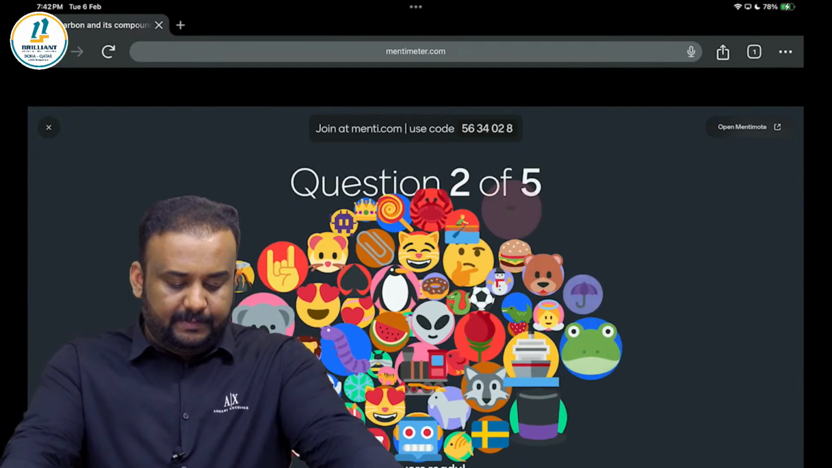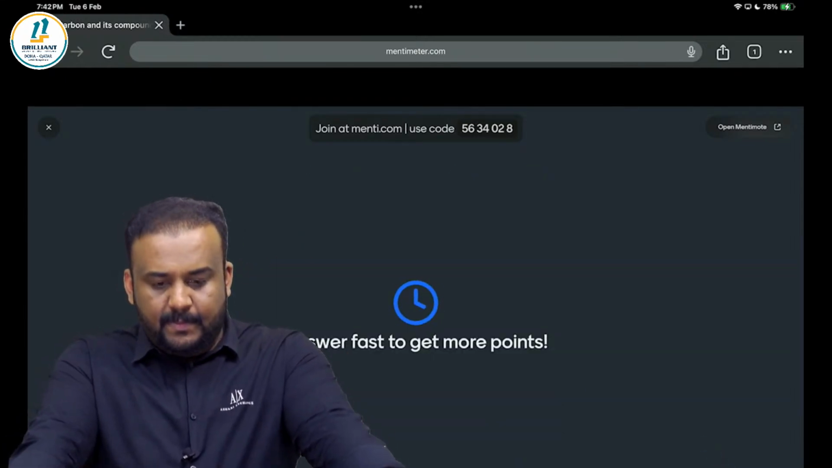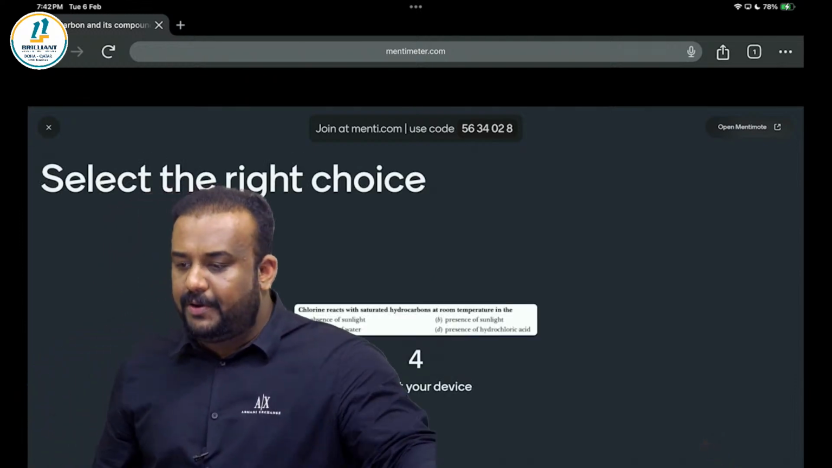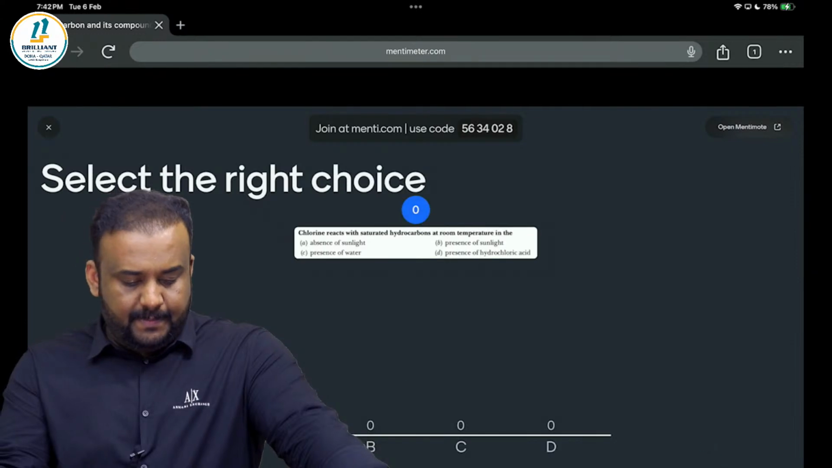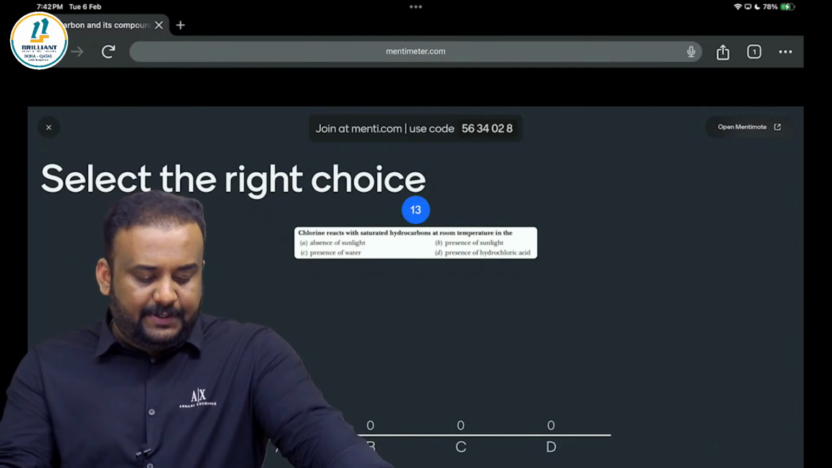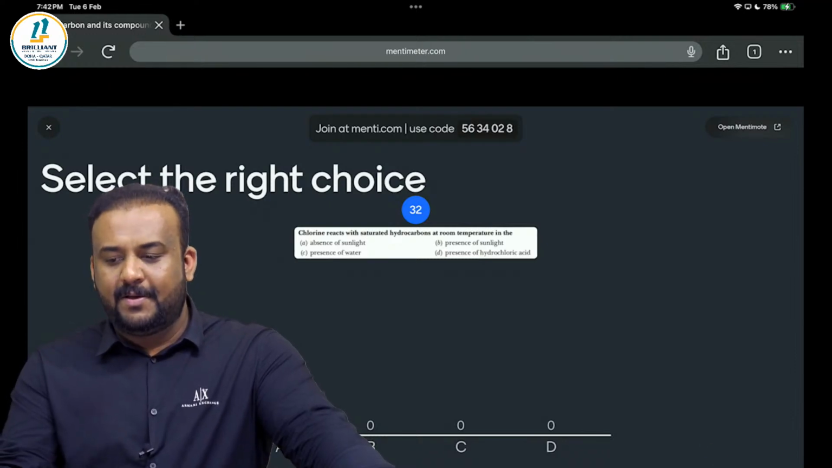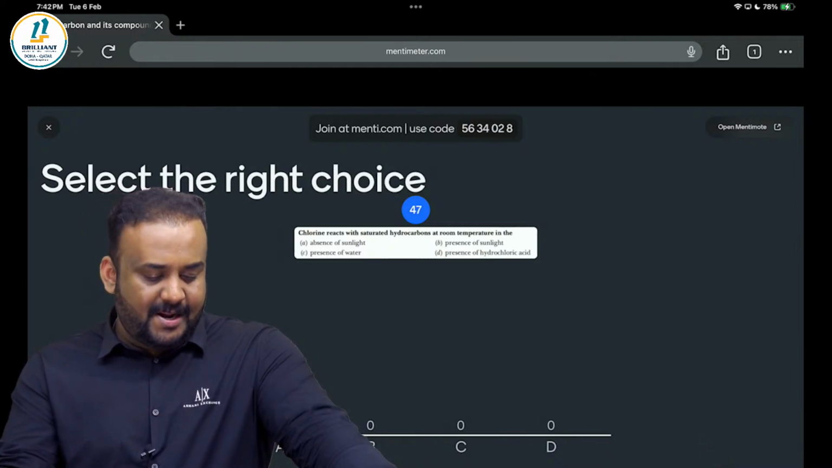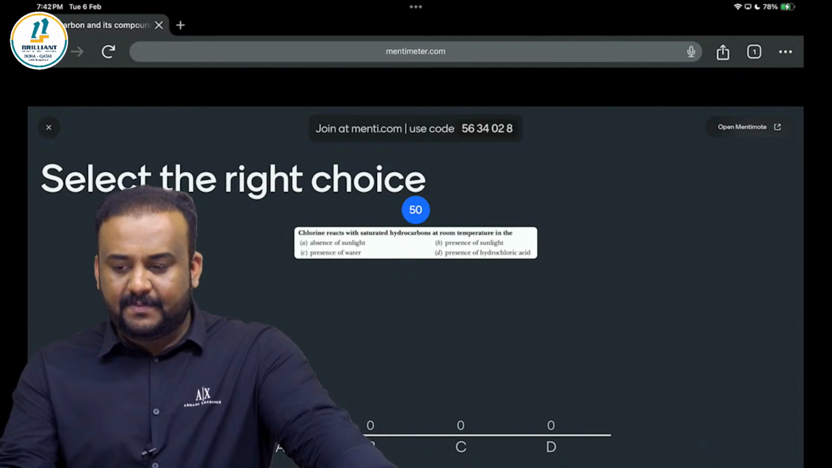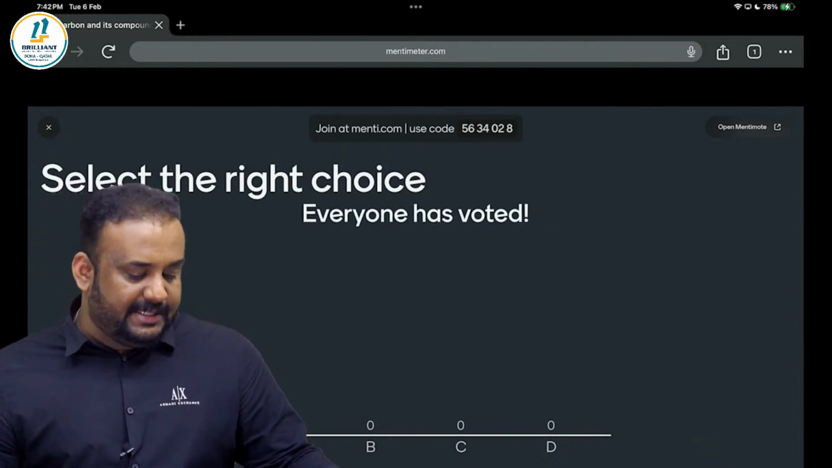Come on your screen, on your mobile screen. Chlorine reacts with saturated hydrocarbon at room temperature in the... We just learned that reaction. That's where we stopped. Come on, if you know the answer, you can answer quickly because that carries bonus points.